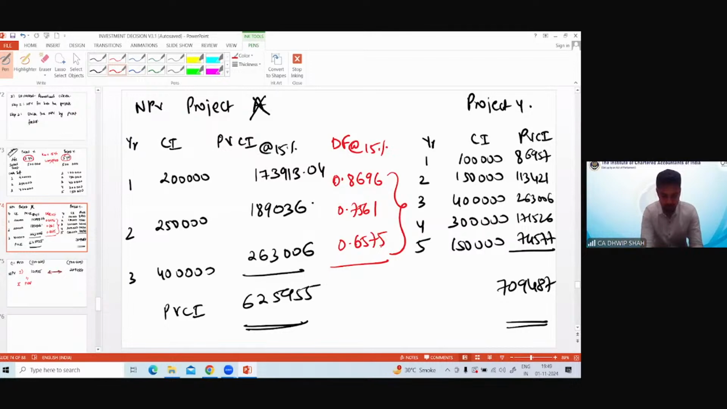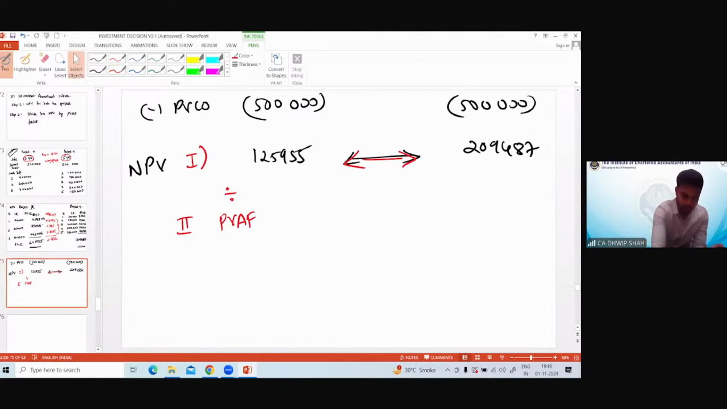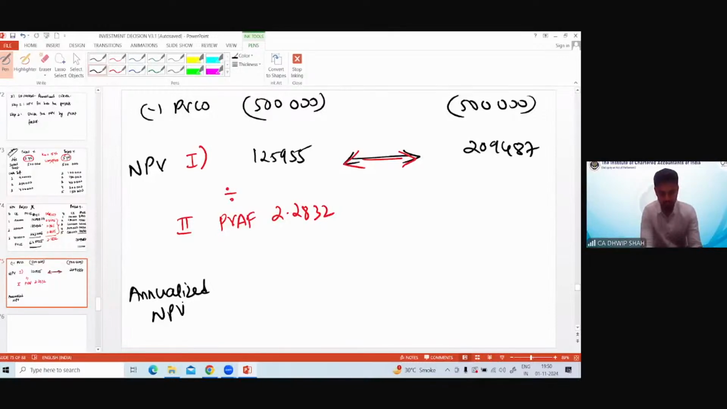So can I say my PVAF for project X would be the summation of these 3 discounting factors? Yes or no? It comes to 2.2832. So you divide by 2.2832. So my annualized NPV would be 125,955 divided by 2.2832. How much did you get? Around 75,166, sorry, 75,166.